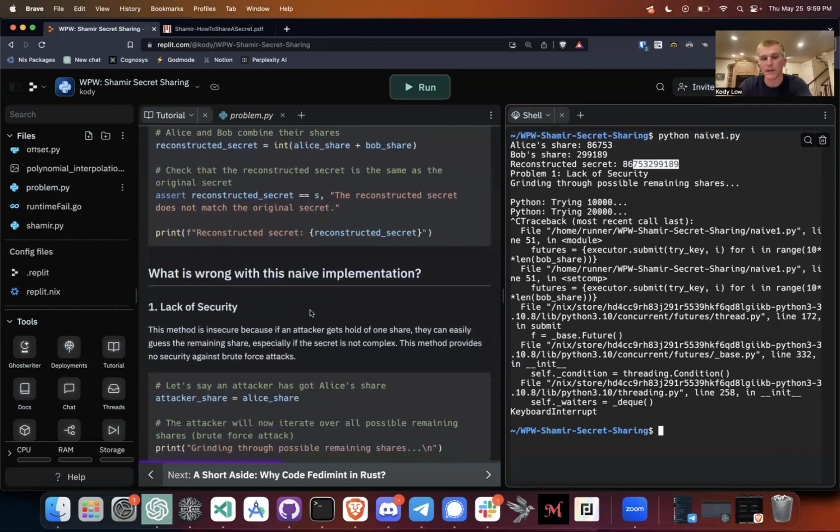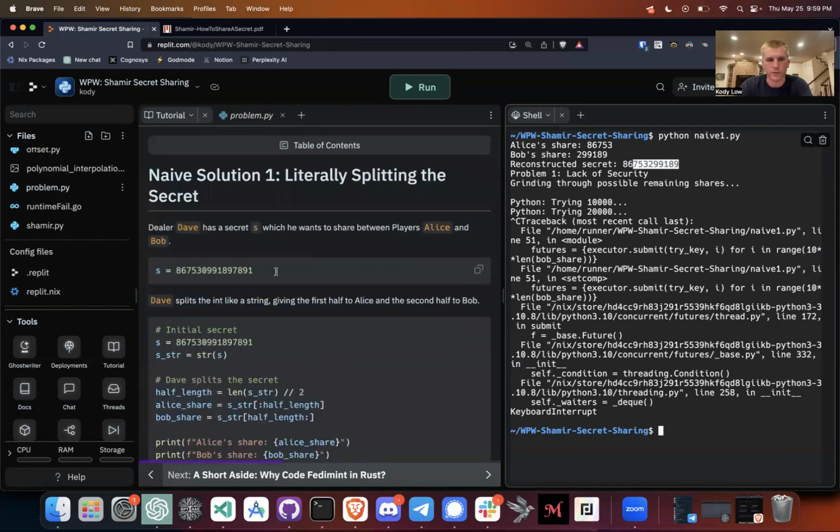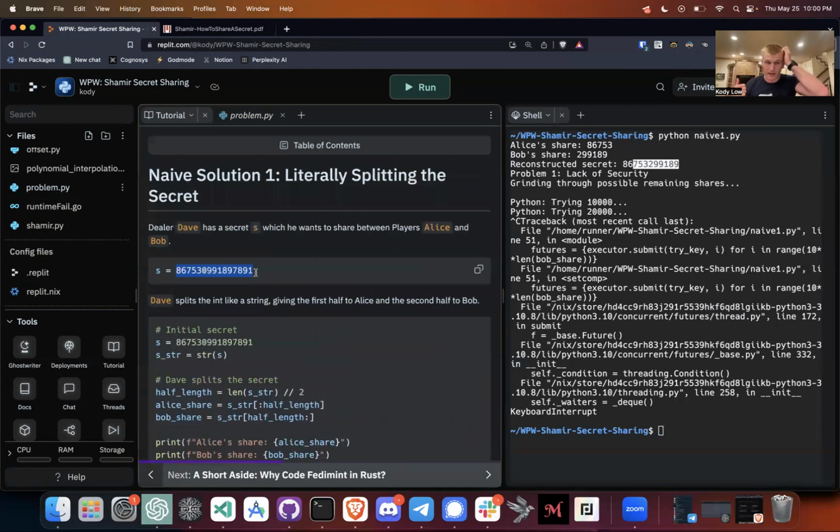But the problem is that this lacks security. Where do the security assumptions behind this scheme come from? It's basically the key space. Dave has chosen a random number in a very large key space. For example, your Bitcoin private key is a random number between 1 and slightly less than 2 to the 256. And how big is that number?